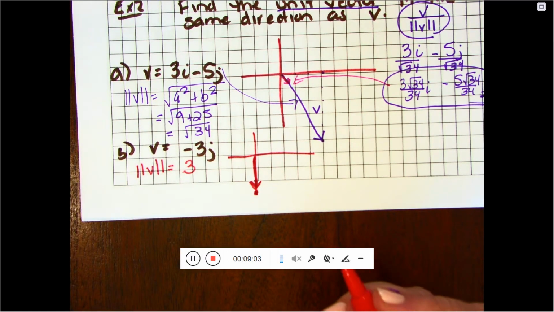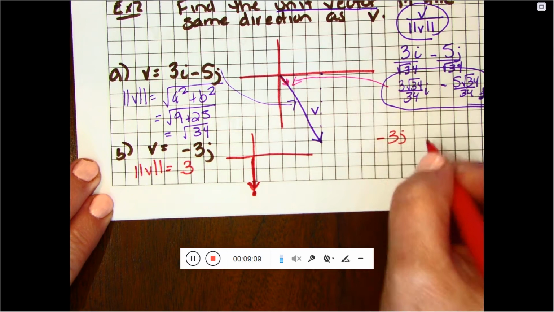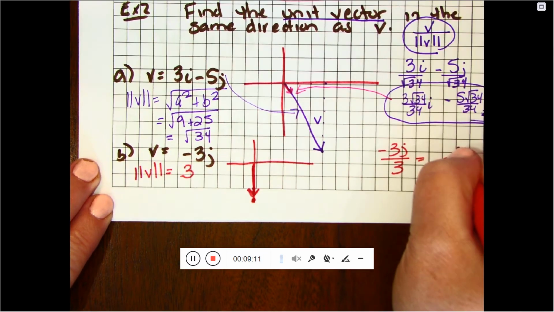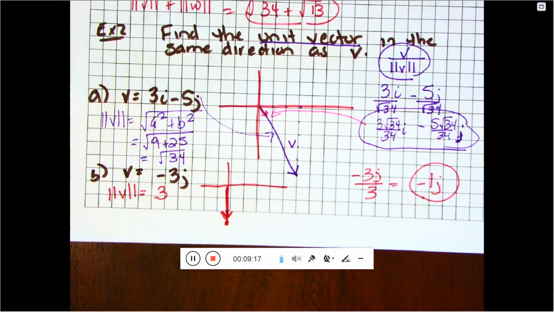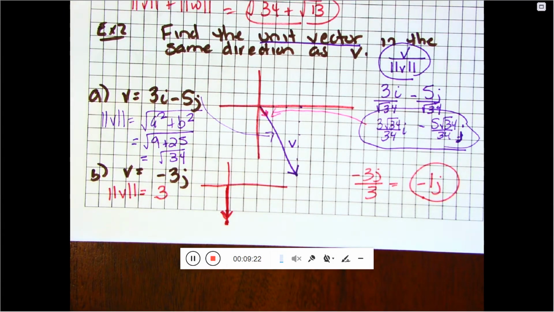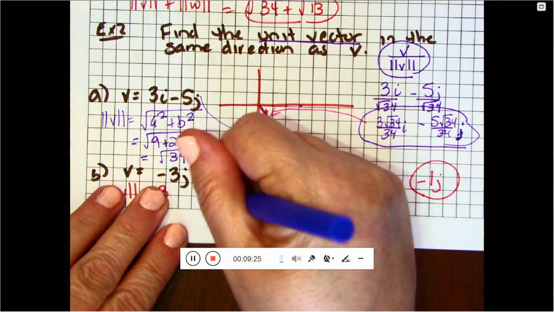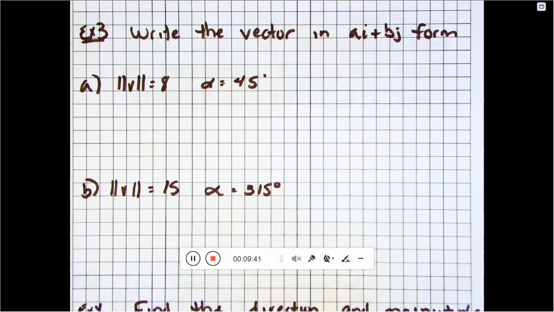Now magnitude is always positive. So if I take this vector, -3j, divided by its magnitude, it's -1j. That's a unit vector. That's a vector of magnitude 1 that's going in the same direction. It's this vector right here. It goes in the exact same direction, but it only has a magnitude of 1 instead of a magnitude of 3. And the negative is just telling me the direction it's going. It's going down. It only has a vertical component. Okay, moving on.